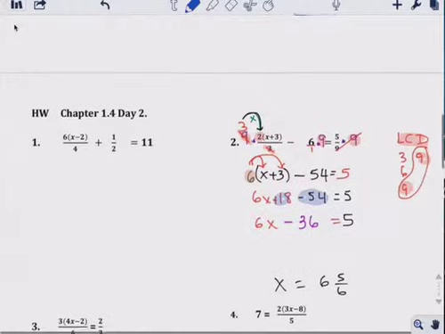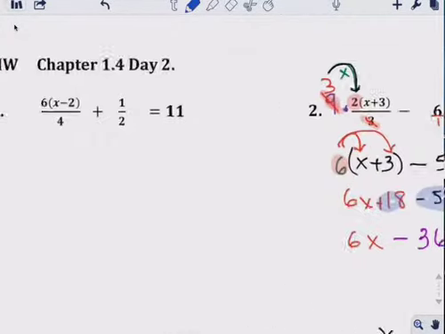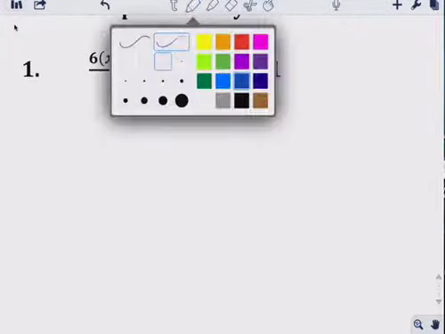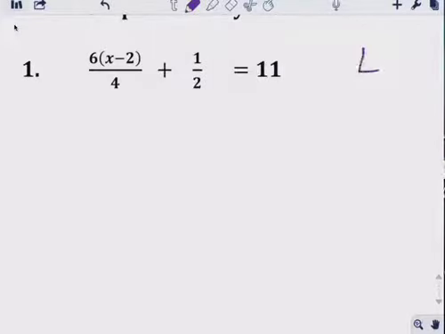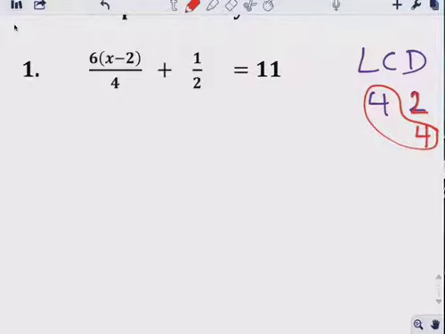Now next one, same type of problem here. Got least common denominator. You got denominator 4 and 2. So you got 4 and 2. Always count by the smallest first. 2, 4, oh, it's the same, so that's my least common denominator of 4. Times 4, times 4 to all 3 terms.